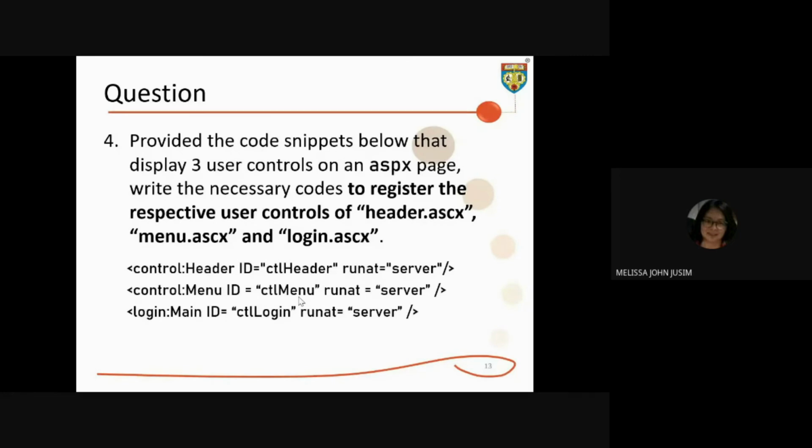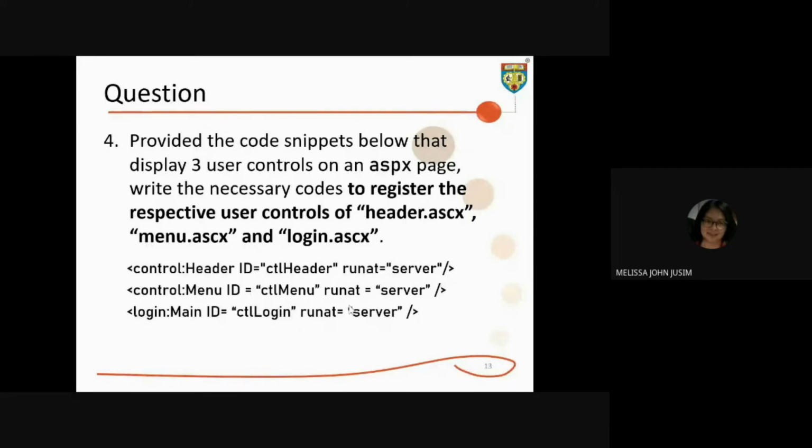Provided the code snippets. So we have these three user control elements: control header, control menu, and control login, with the IDs control header, control menu, control login. Okay, so we have this. Write the necessary code to register the respective user controls.